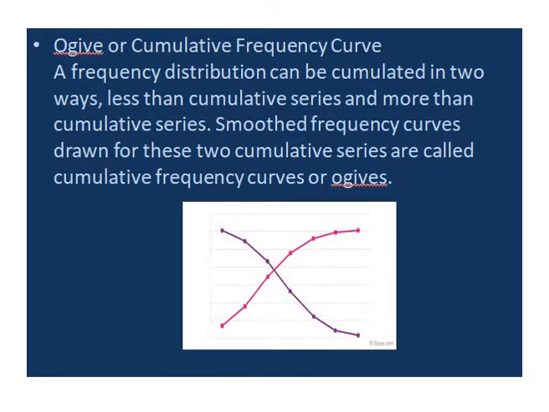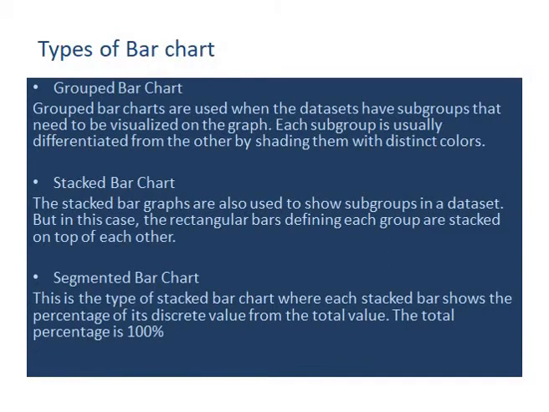So these are the different types or certain categories of graphs which we use for our study. Now, apart from those graphs, we have classified our bar charts into different types. That is grouped bar chart, single bar chart, stacked bar chart, segmented bar chart, like that. Group bar chart means we will be having data where subgroups need to be visualized on the particular graph. So that will be given with distinct colors.